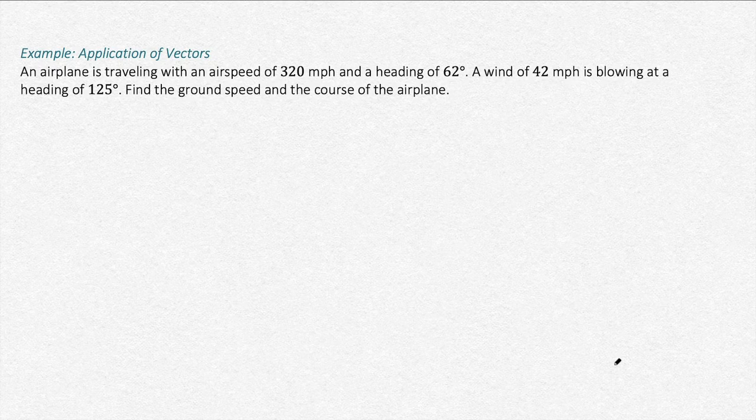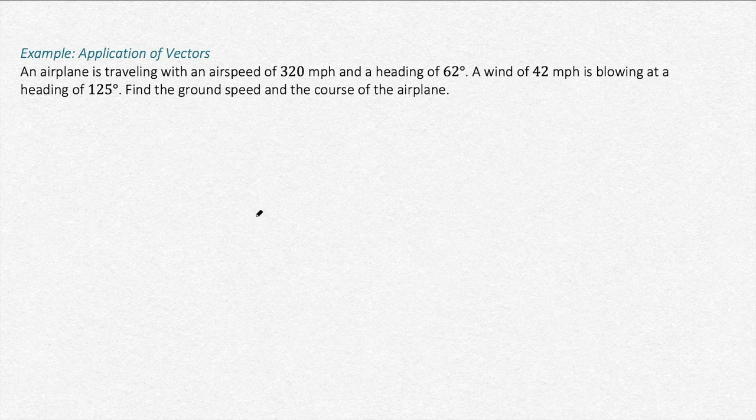An airplane is traveling with an airspeed of 320 miles per hour and a heading of 62 degrees. A wind of 42 miles per hour is blowing at a heading of 125 degrees. Find the ground speed and the course of the airplane.